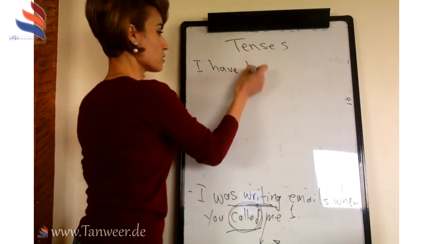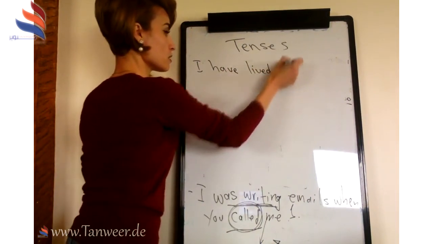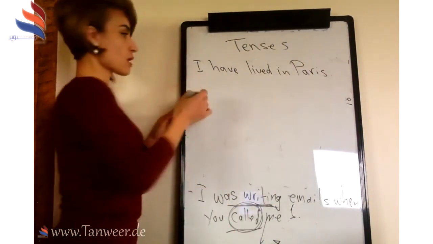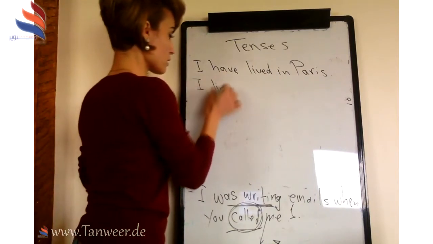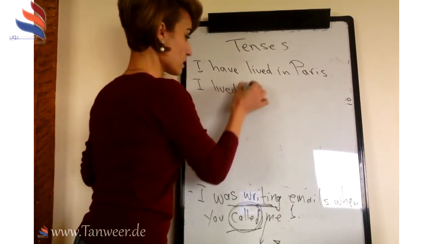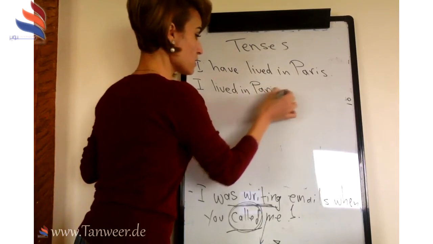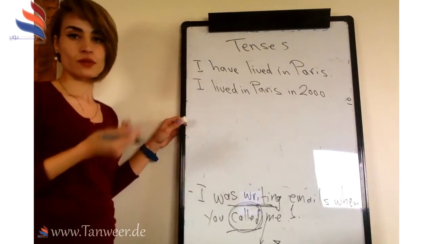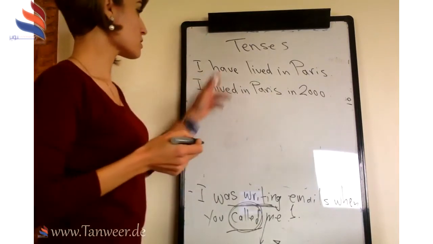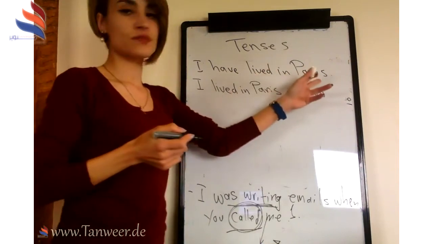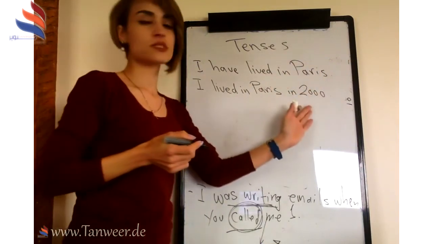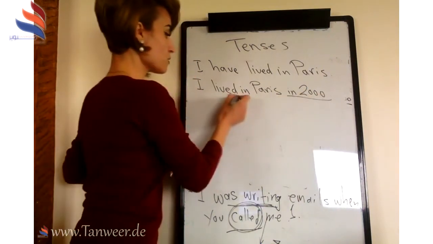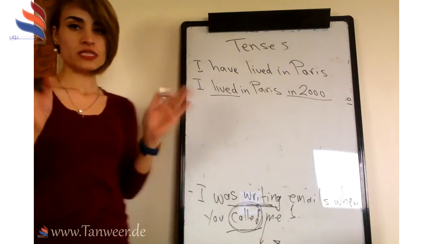I have lived in Paris. I lived in Paris in 2000. Check these two sentences. I have lived in Paris. I lived in Paris in 2000. Okay? Because I have definite time, I use simple past. So this is the key.